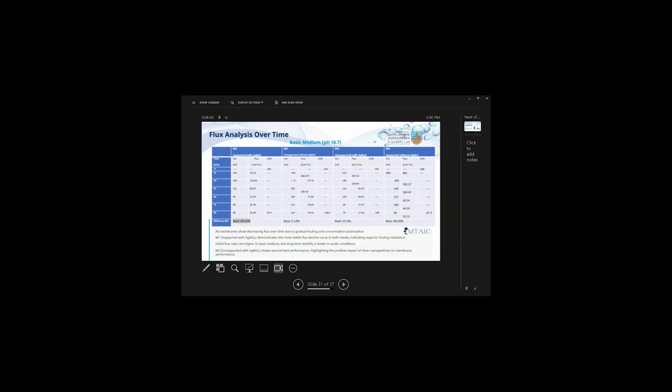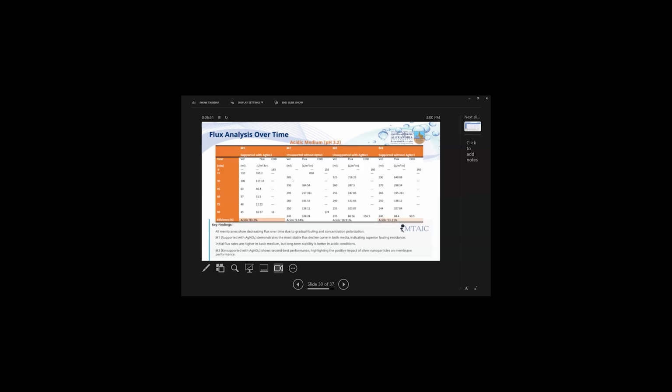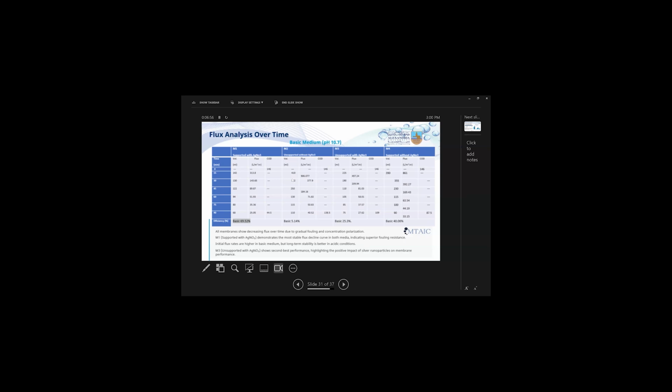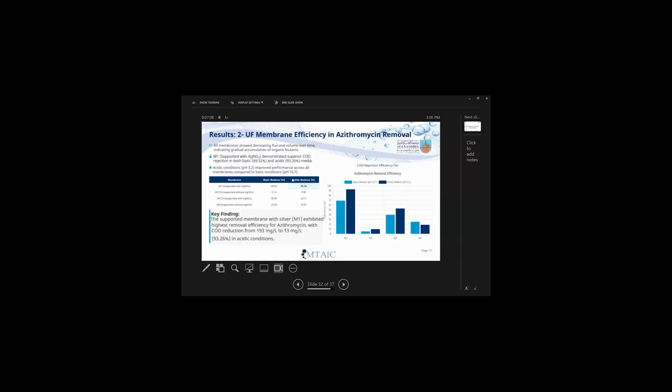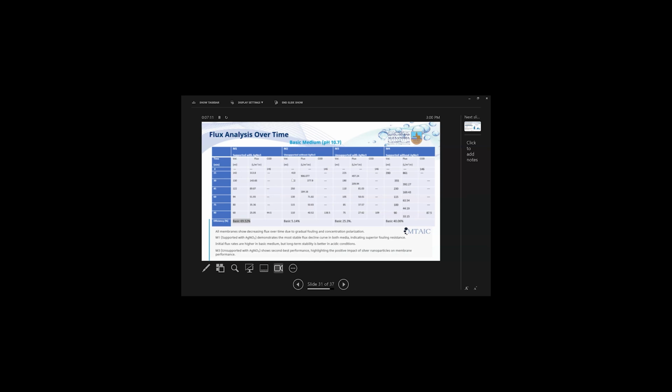And you can see here that the acidic has a higher performance than the basic due to the fact that the lower the pH, the slower the scales will accumulate over the membrane surface. So that's why in the basic medium, the efficiency was 69.6.